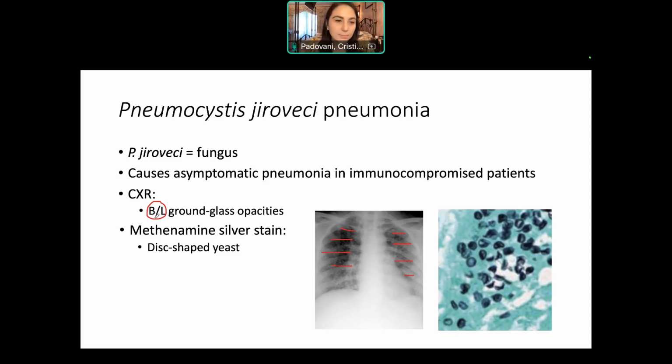Okay. They can also mention, usually not so much with chest x-ray, usually they mention it with a CT scan, but I have seen questions where they do mention it with a chest x-ray. I'm not a radiologist, so I don't really know if that's doable. But if you see the ground glass opacities, that can also help you delineate that they're talking about PJP. How you diagnose this is you do a methenamine silver stain, and then you look for disc-shaped yeast.